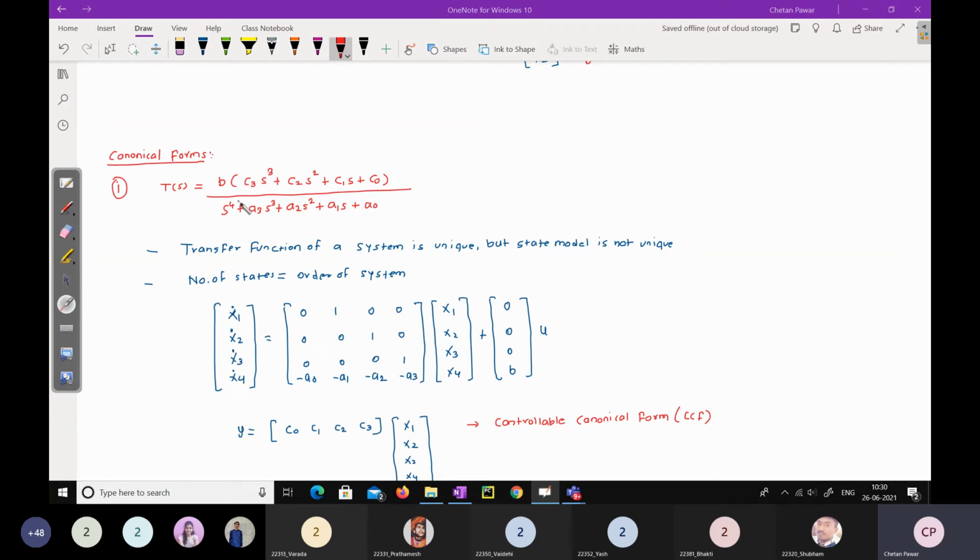The controllable canonical form you have previously seen, right? The first 3 rows are fixed: 0, 1, 0, 0; 0, 0, 1, 0; 0, 0, 0, 1. And for the last row, we need to traverse the denominator. The denominator will decide the last row of the A matrix. Traverse like this and take the sign in the opposite direction. So the first term will be minus a0, second minus a1, third minus a2, and fourth minus a3.